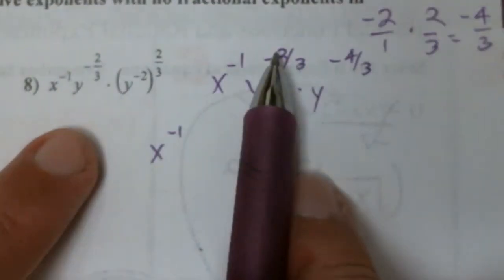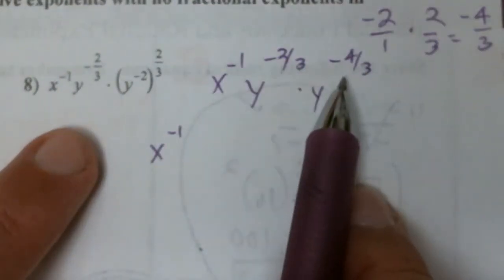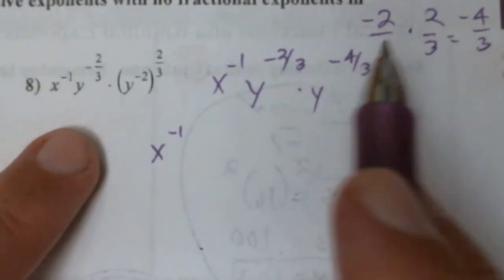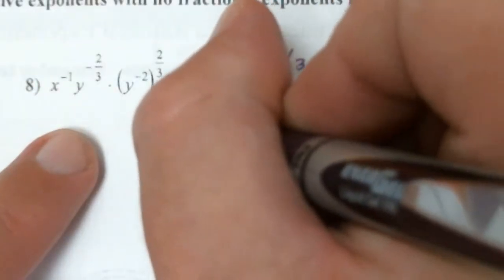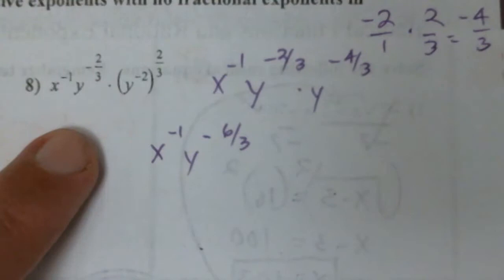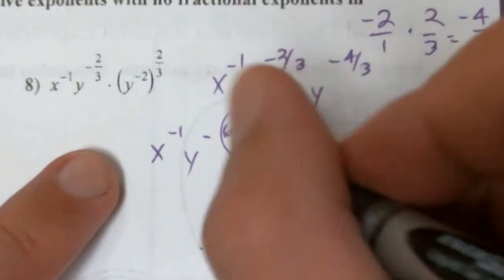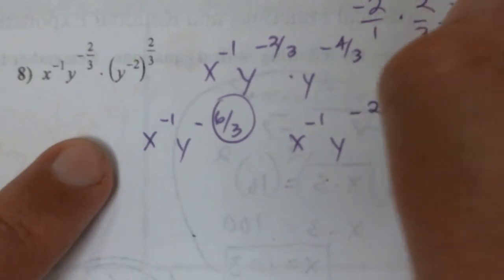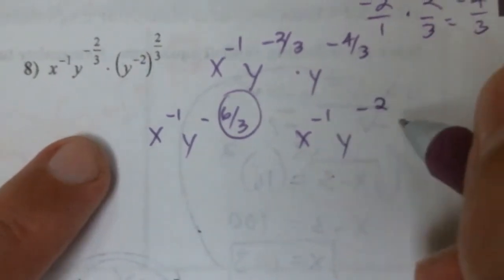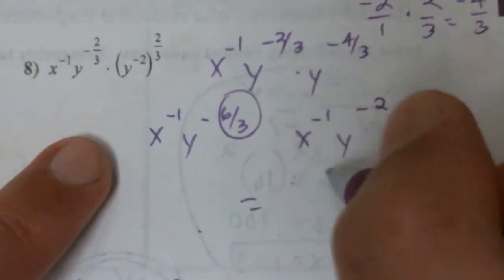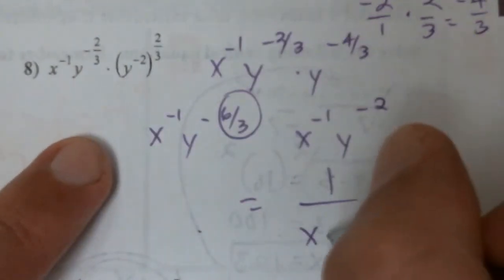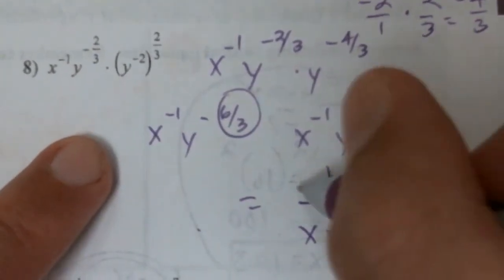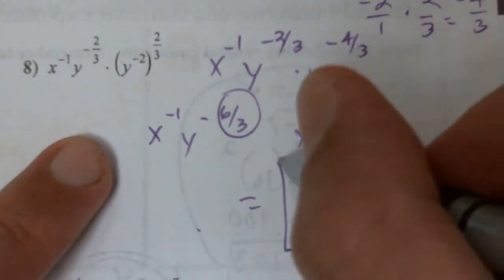Here I can add these. -2/3 minus 4/3, they have a common denominator. -2 minus 4 is -6, so that's y to the -6/3. Okay, and always simplify your fractions here. So that's x to the -1, y to the -2. Alright, and then both of these are negatives, so I got to put both of these guys on the bottom. So it's 1 over x to the +1, y to the +2. 1 over xy squared. Okay.